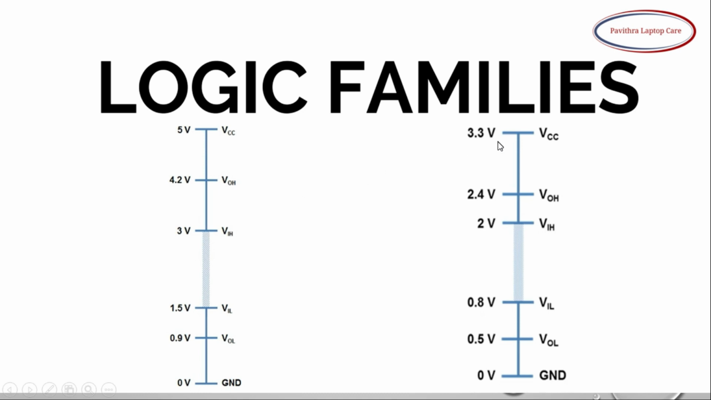In the 3.3 volts level, 0 to 0.8 volts will be considered as low, which means logic level 0. 0.9 to 1.9 volts will be considered as floating, there will be no result. 2 volts to 3.3 volts will be considered as logic high, that means 1.